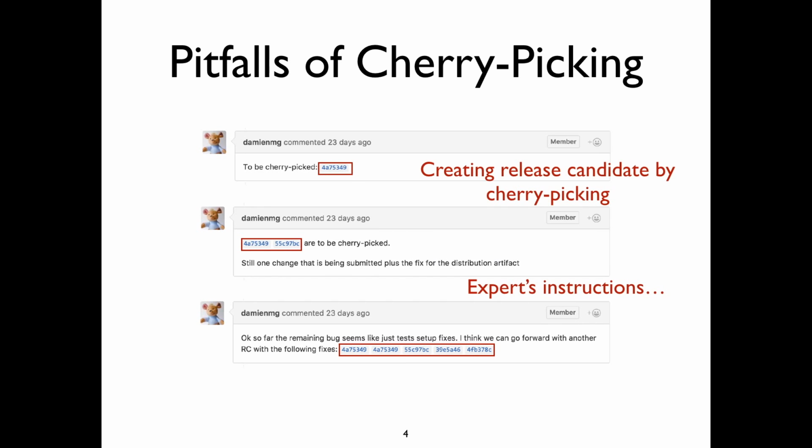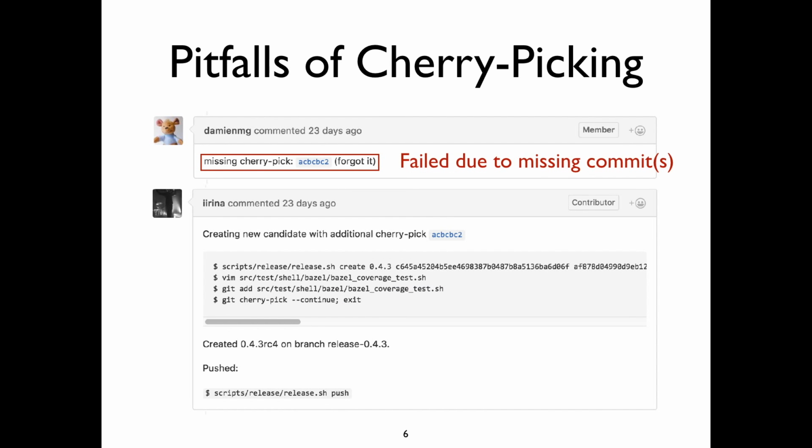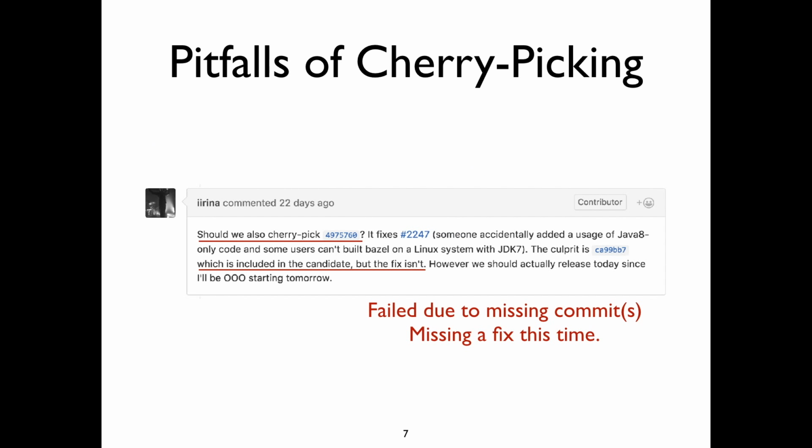As we can see in many developers' conversations, the development team faced many challenges when creating their release candidate with manual cherry-picking. Even with expert instructions on what to pick, many attempts still ended up with failures. For example, an attempted release can fail due to merge conflicts, accidentally missing commits, and so on.